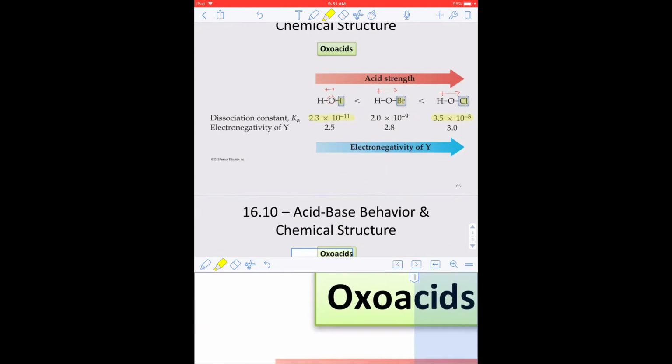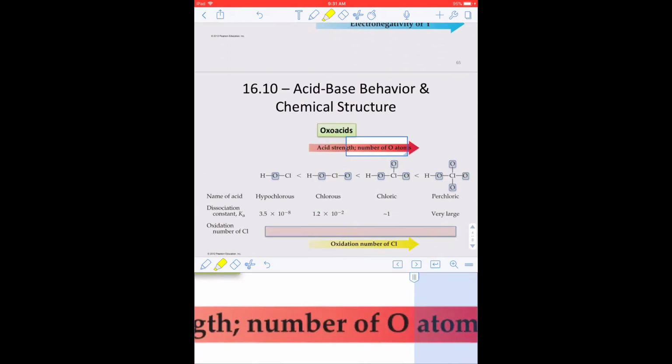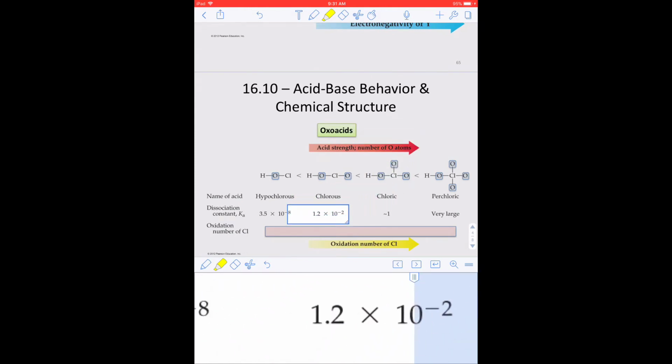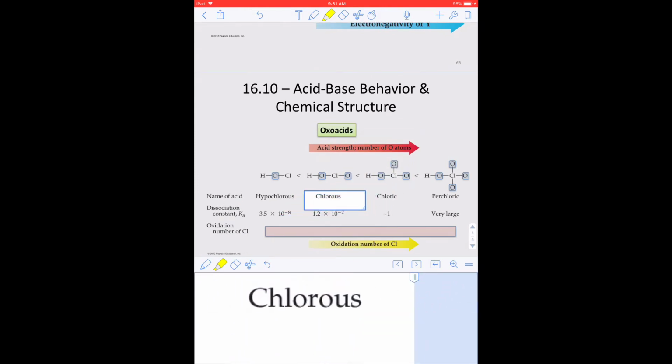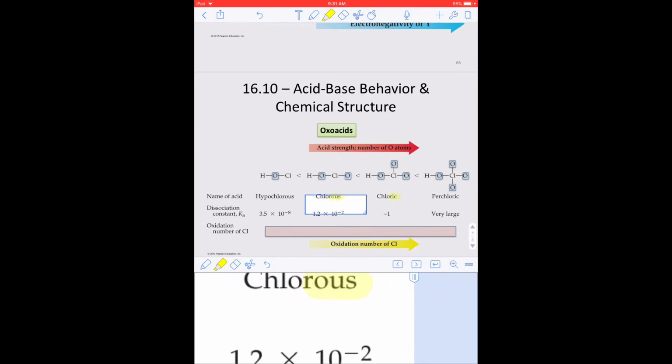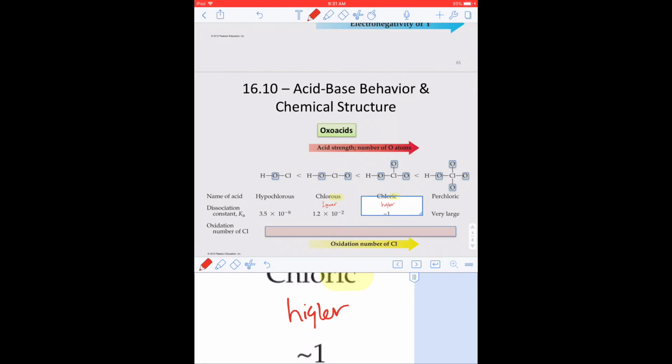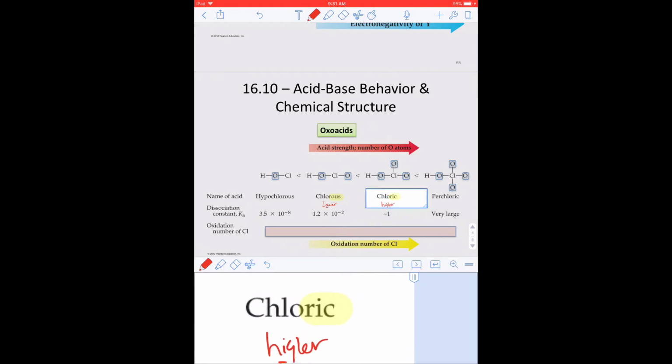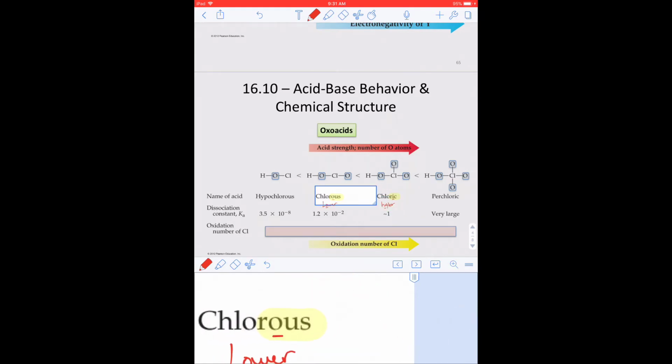Okay, if we think about oxoacids with many bridging oxygens, more than one, here we have to get into these suffixes and prefixes. If you remember, we have chlorous and chloric, and my mnemonic for remembering these names is: lower has an O, and higher has an I, and there's -ic, chloric, and chlorous in the name.